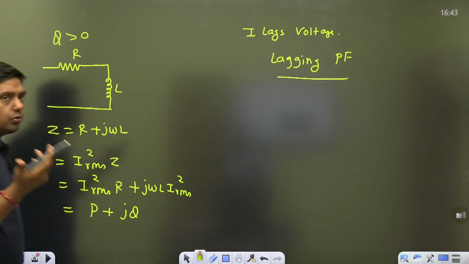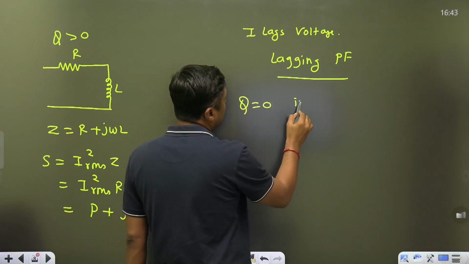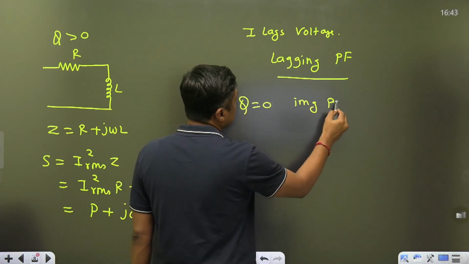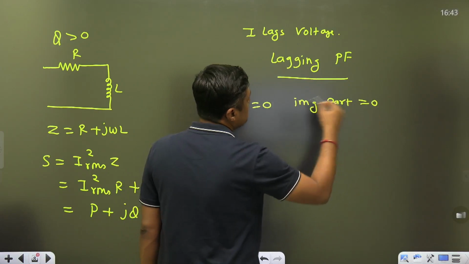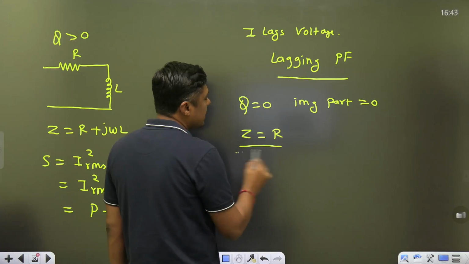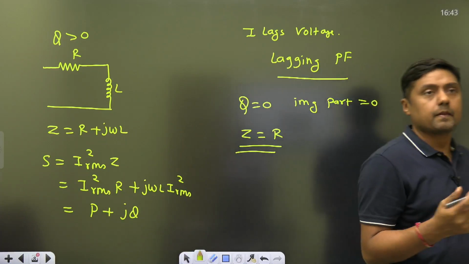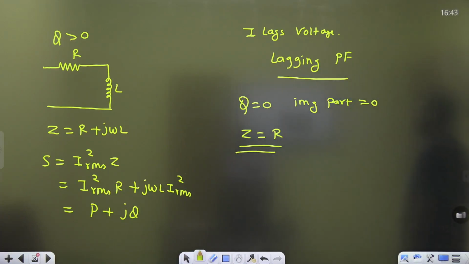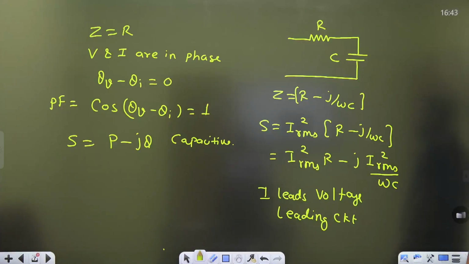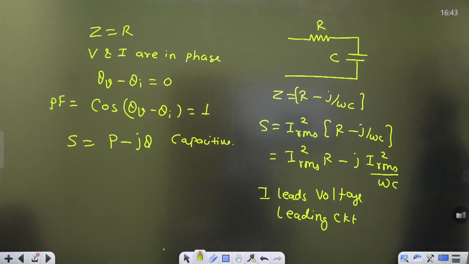Or if the Q is 0, means what? Imaginary part is 0. Means it is a purely resistive load. Voltage and current are in the same phase. In theory, if there is any doubt, today we will discuss what an RC circuit and RL circuit are, what the phasor diagram is, and what the relation between the current and voltage is. You will get the idea.